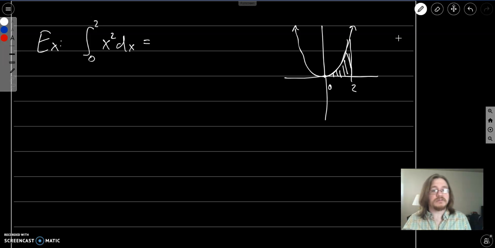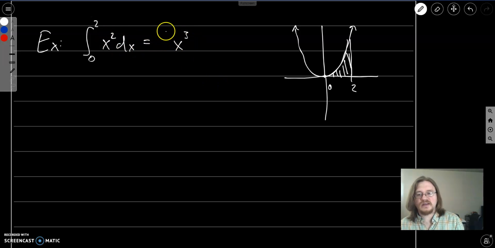Well, I don't have a formula for that. I can't find this area just by using a formula for the area of something that looks like a triangle. I have to do my integral. So let's do that. I first take the antiderivative of what's inside. So I take the antiderivative of x squared. I take x raised to the 1 higher power, and I divide by that power, and I plug in my bounds, 0 and 2. The same as last time, but I think we'll get a slightly different answer.